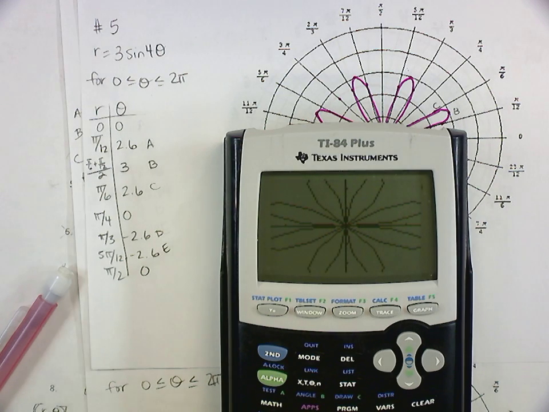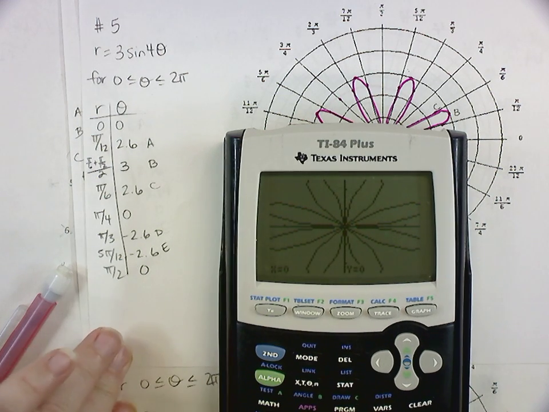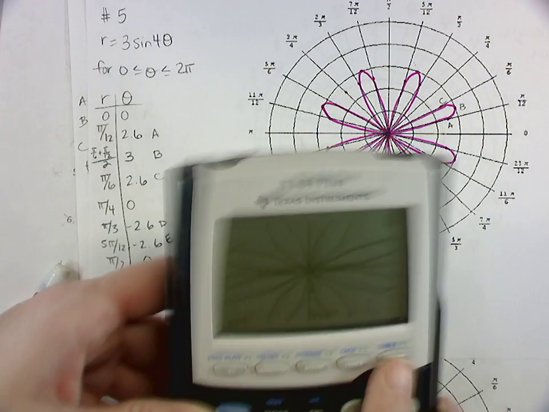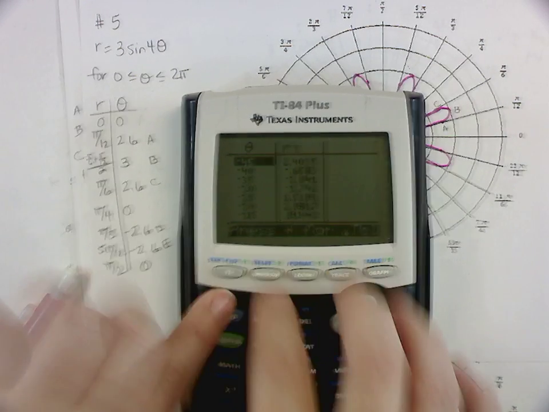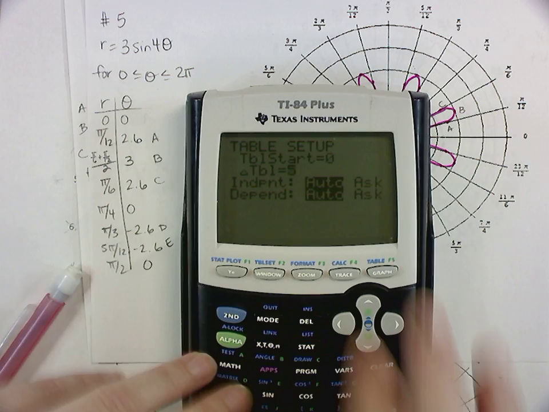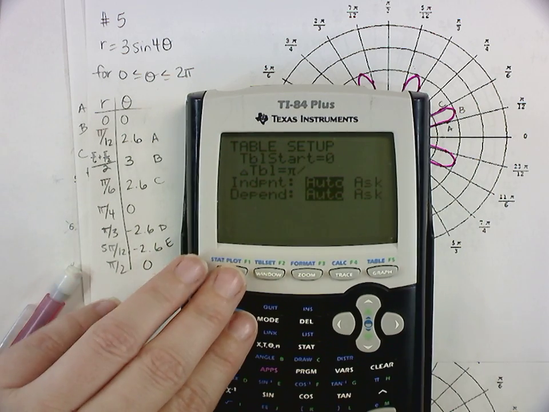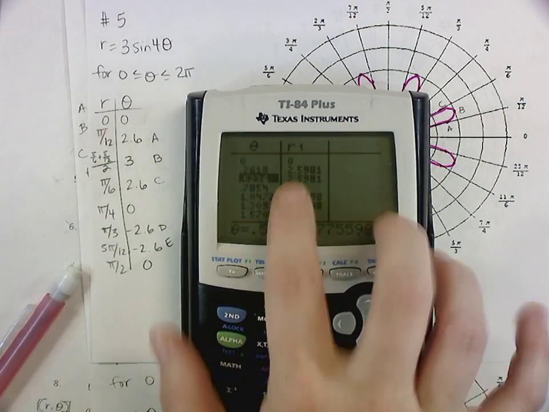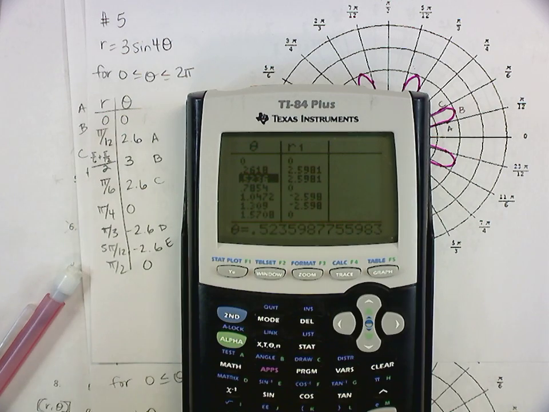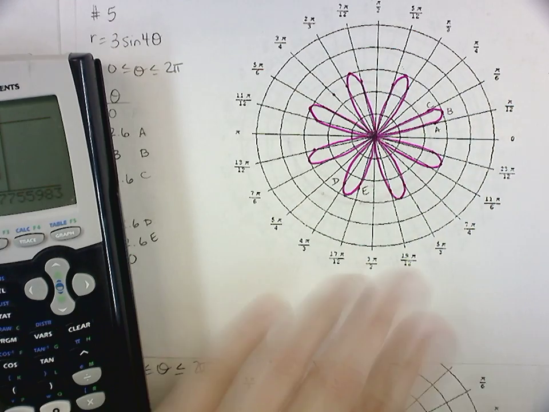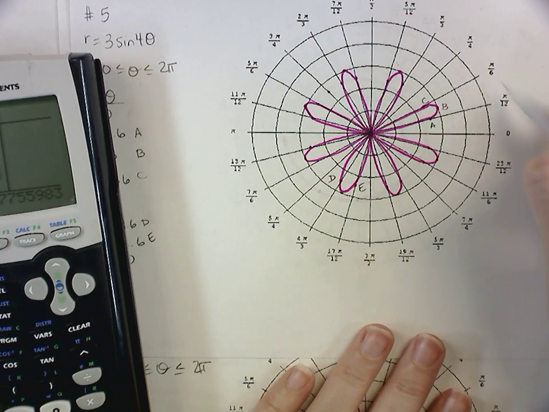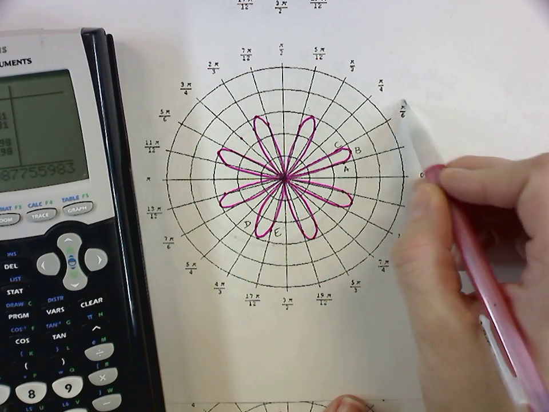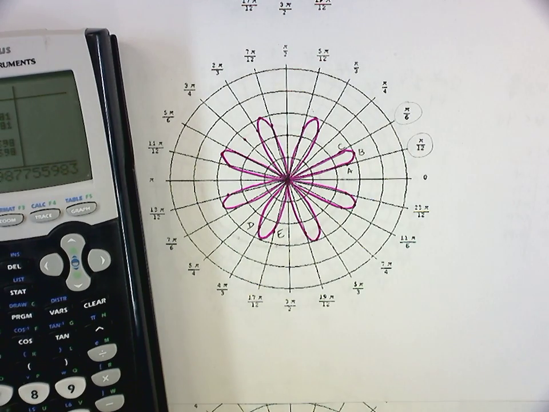So this is a rose curve with how many petals? 1, 2, 3, 4, 8, right? Okay. Now, when you go to your table, which I'm gonna set at 0 and go to pi over 12, you see how you get these two that are right next to each other? So, what you want to know is what happens in between these two. If you want to know what happens in between these, how could you find that point?